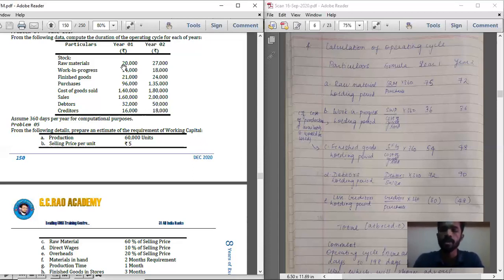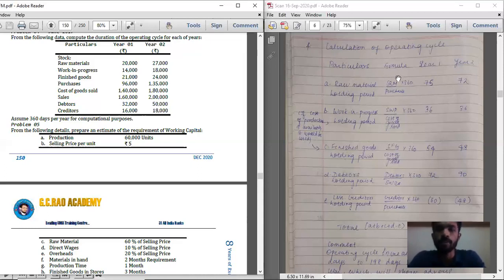So raw material divided by total purchases into, if they are giving in days, then into 360. If they are asking you in months, into 12. If they are asking in weeks, into 52. Whatever way they are asking, you should calculate. Now the year they asked us to assume 360 days. So stock of raw material is 20,000 divided by purchases is 96,000 into 360. So 74.99, which for year 1 is 75.